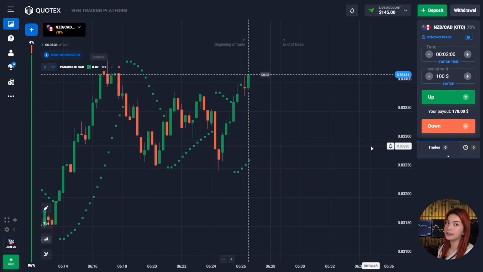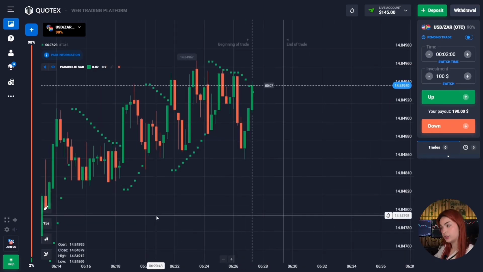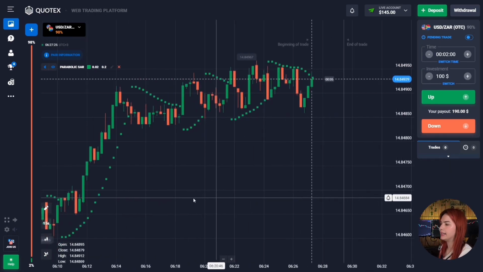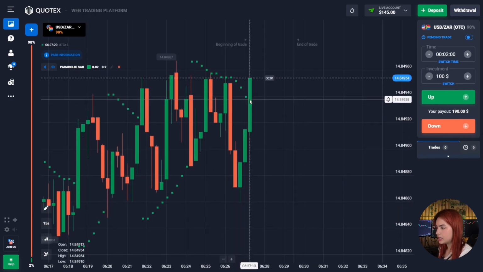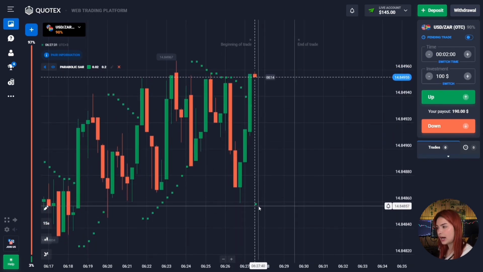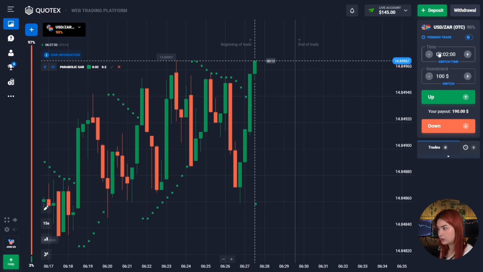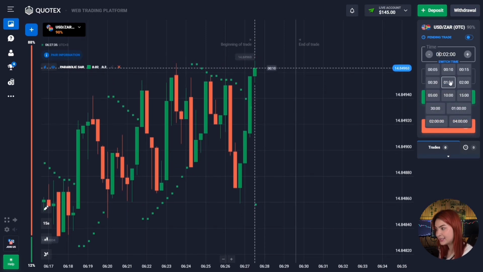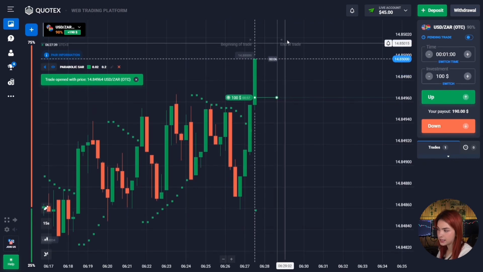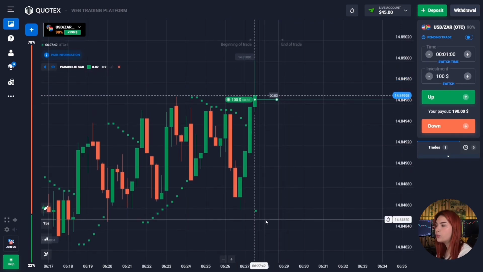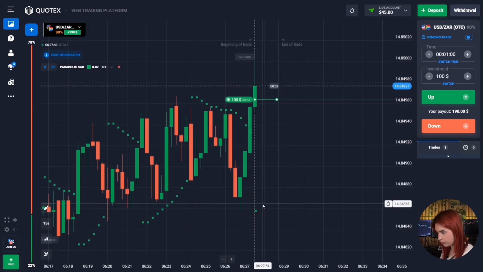And let's finally start. Okay guys, here the price is moving in an uptrend and green candles appear on the chart. At the same time, as you can see, we have a parabolic point under the chart, so we will open a deal for a minute to go up. Guys, I think that the price will continue to move up since the indicator made it clear that the price has a good potential for growth.